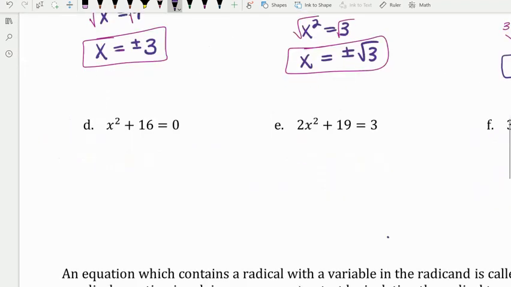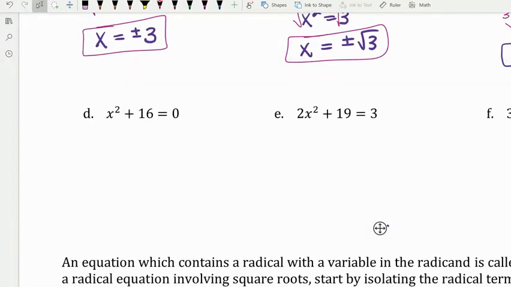Okay, the next one in D. So this time we're back to x squared. I'm going to subtract the 16 over to the other side. So we get x squared equals negative 16. So this time we're doing a square root, and when we do that root, now we have a negative inside a square root. This is the one where before we would have just said no real solution, but now we know how to deal with this.